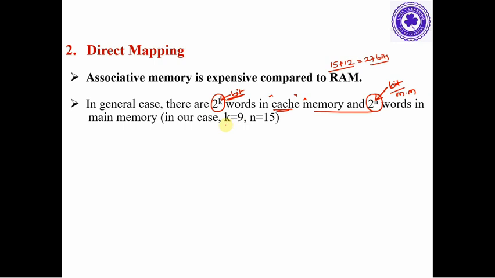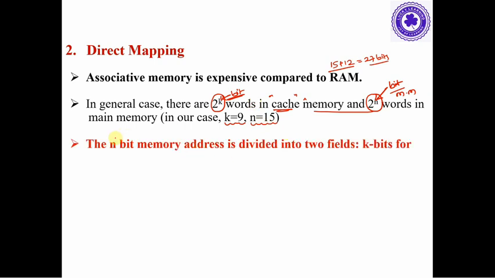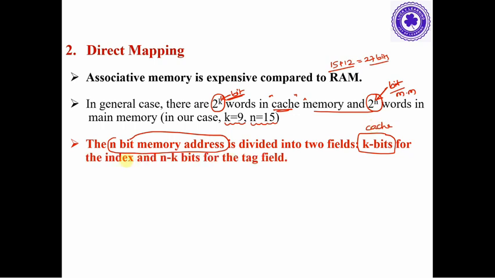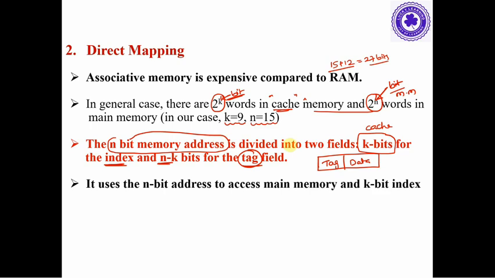So in our example, the cache uses a 9-bit address and memory uses a 15-bit address. The n-bit memory address is divided into two fields: k bits to address the cache, which we call the index, and n minus k bits, which we call the tag. In the cache memory, we should not store the complete address. Instead, we store the tag plus data. Now look at what happens.